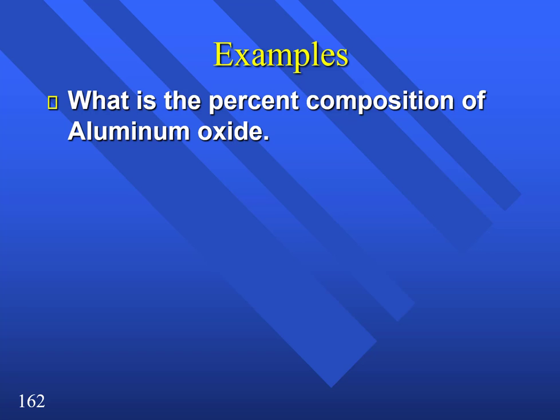So first we have to write the formula for aluminum oxide. If you write the wrong formula, you'll get the wrong percentages. Aluminum, oxygen. Al's in the 3 plus column, O's in the 2 minus, so it's got to be Al2O3. So I've got 2 Al's and 3 O's.